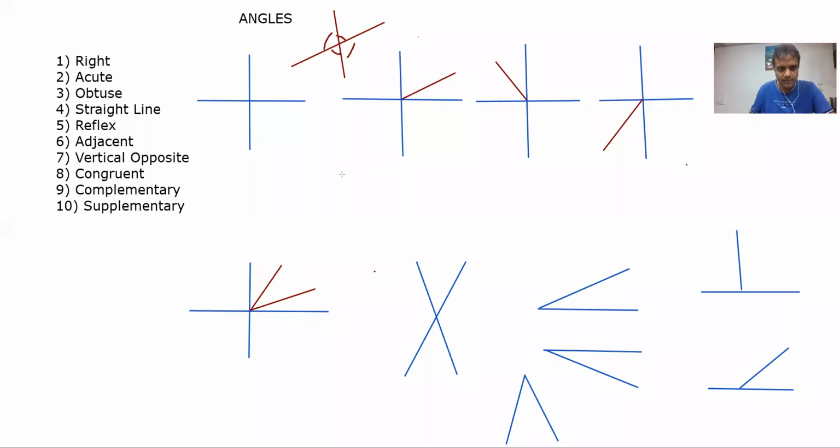Similarly, one place where we see angles all the time is the clock, isn't it? There is a minute hand, this is an hour hand, right? They keep moving round the clock, right? And what do they make? They make angles. What are the angles formed here? This is an angle, this is an angle, this is an angle, this is an angle, right? Different shapes and sizes of angles.